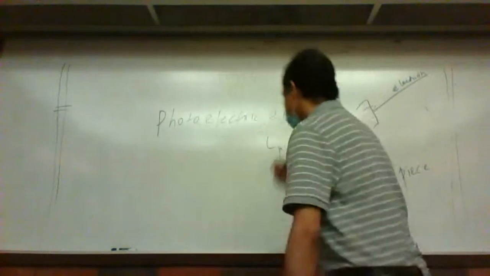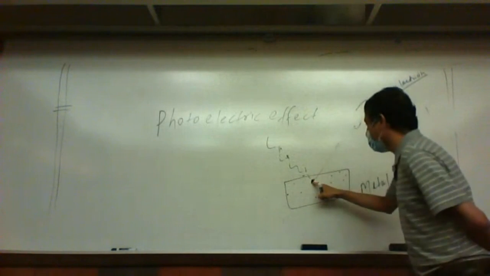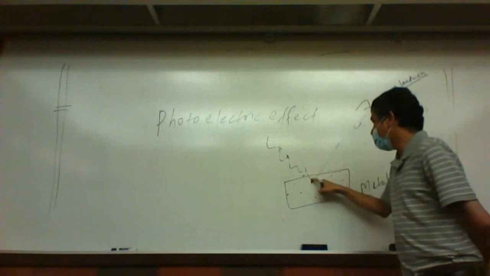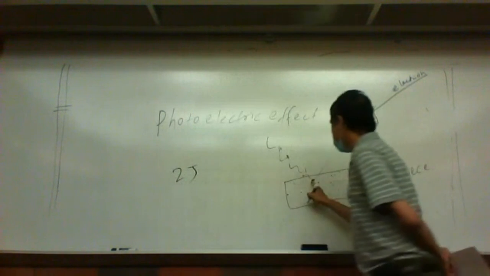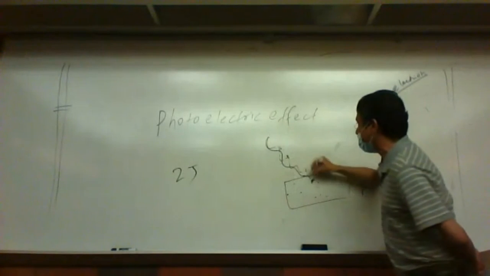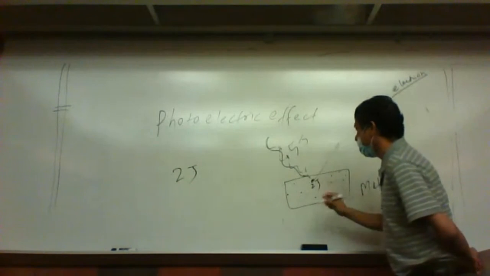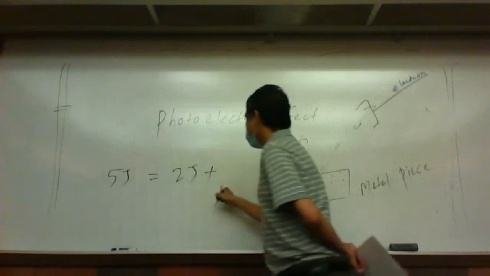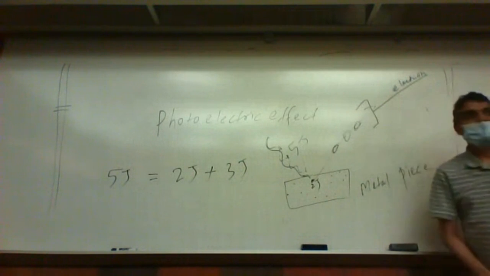So let's say, to remove this electron, we need 2 joules. It is sitting, bound with an energy of 2 joules. So we need a minimum of 2 joules to remove this electron. If the radiation is coming with, let's say, 5 joules, and this needs 2 joules, how many joules are left? 3 joules. So with this 3 joules, this electron moves away.